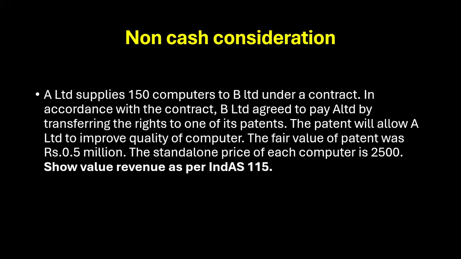Let us take some examples where there may be a non-cash consideration. If there is a non-cash consideration, how to measure the revenue? For example, A Limited supplies 150 computers to B Limited under a contract. In accordance with the contract, B Limited, the buyer, agreed to pay A Limited, the seller, by transferring the right to use one of the patents of B Limited. The patent will allow A to improve the quality of its computers. So B is not paying cash to A. B is transferring a patent. So it is a non-cash consideration.